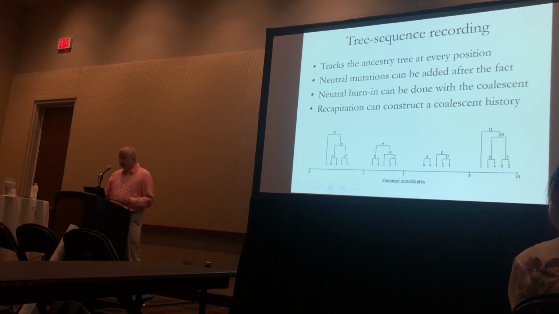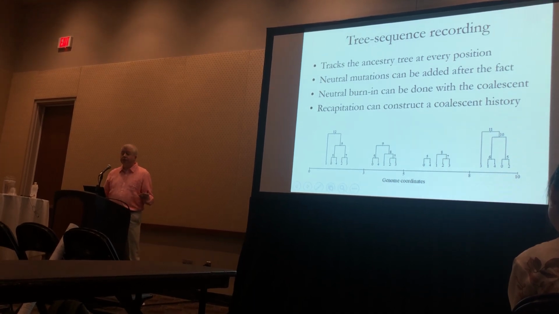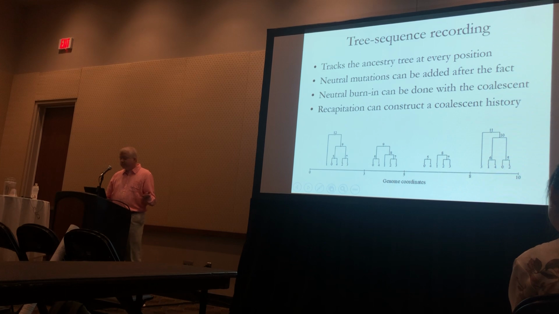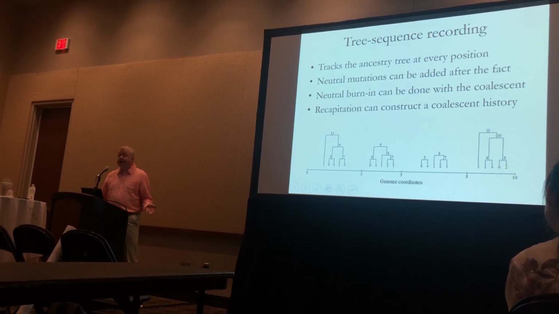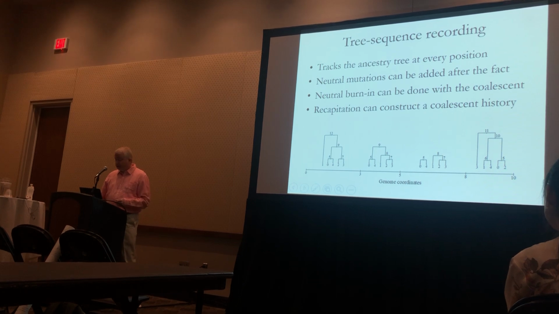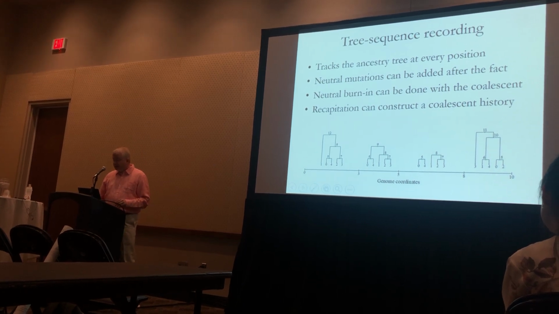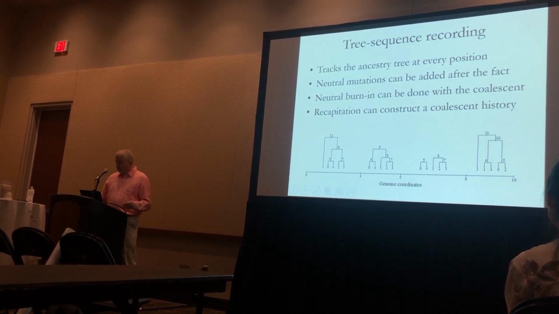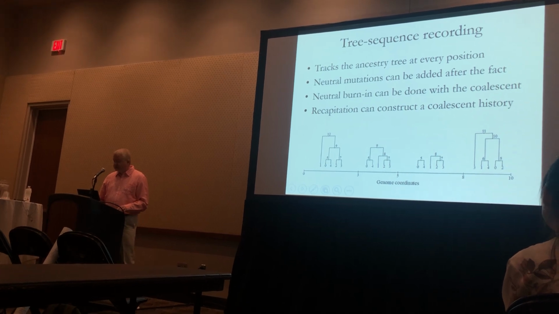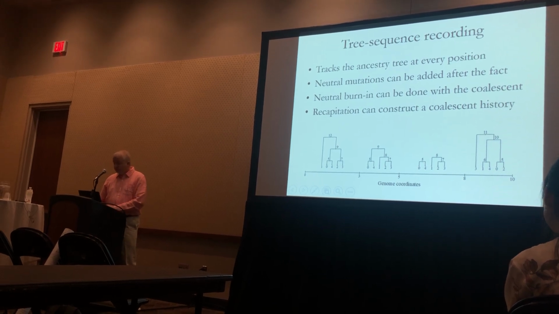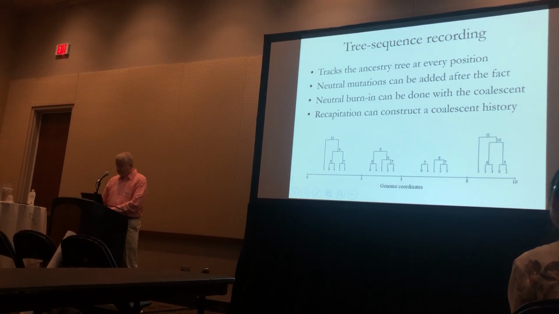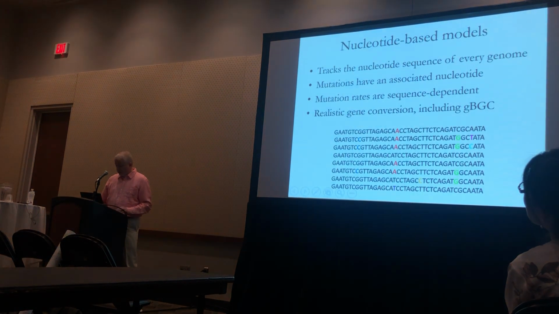And it means that a non-neutral SLiM simulation can actually be done with no burn-in at all, and then a neutral burn-in can be added with the coalescent after the fact using a method that we call recapitation. So all of that is a little bit complex, but suffice to say that these methods can speed up the overall simulation by several orders of magnitude, and that can bring even very large forward simulations within reach.